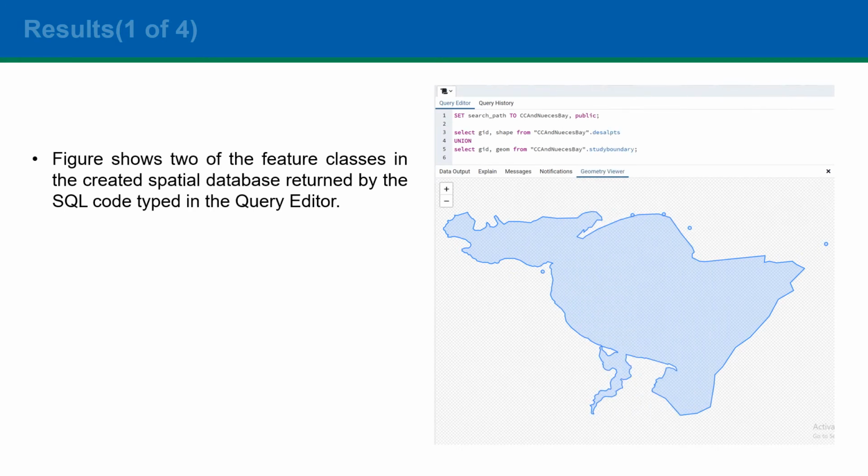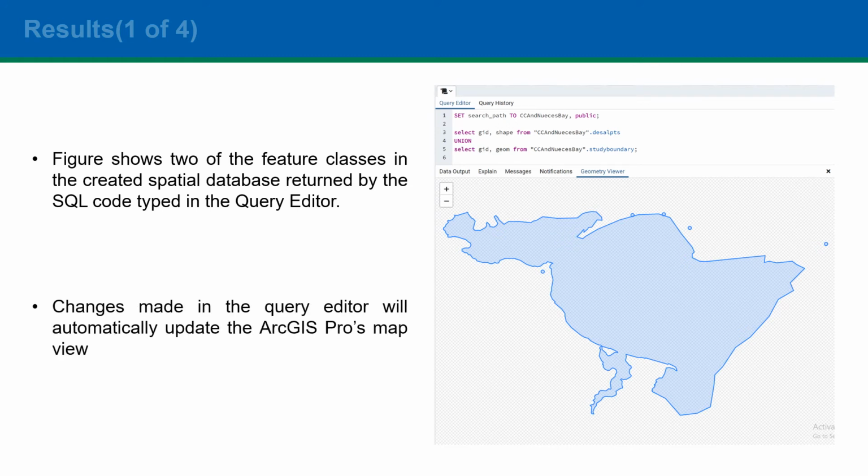After creating and populating the spatial database, and also creating maps for each interpolation method, the results are as follows. In Postgres, we have access to all created feature classes, and they can be shown on a map by using SQL code, which is the case right here. This figure shows two of the feature classes stored in the created spatial database using SQL code.